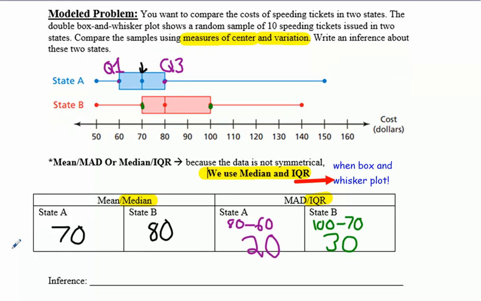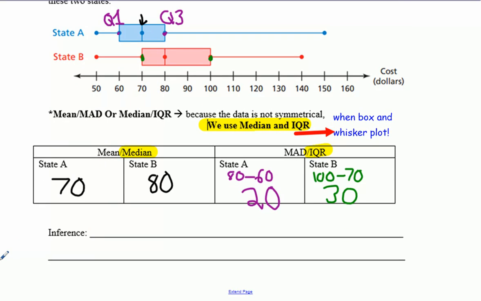If you need to pause the video and go back, that's fine. But when you're working on these on your own, I'm expecting you to go back to 11.4 and look for the sentence starters to help you with writing the inference.